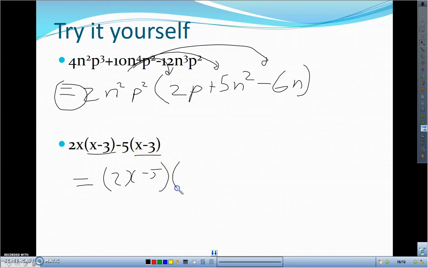And we've got the x plus 3. It doesn't matter which order you write it in, actually. 2 times 3 and 3 times 2 are both equal to 6, just like this would be equal to x minus 3 times x minus 2x minus 5. You can do it both ways.